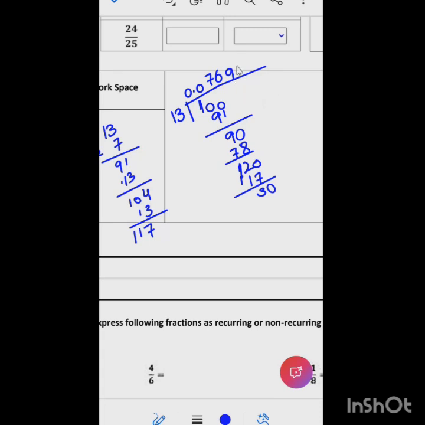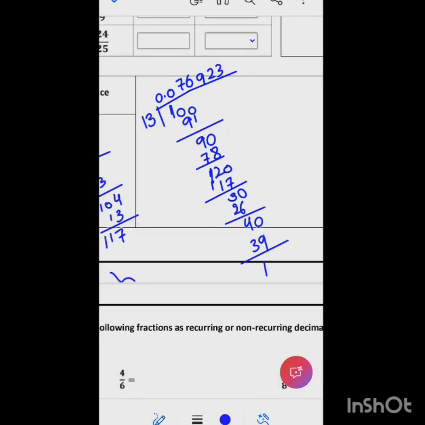13 twos are 26. Now 4 is the remainder, 40. 13 threes are 39. Now what is the remainder? 1 is back. Can you see? 1 is back in the remainder, where we started from. So now you can put this 10, but 10 is not enough, so you put another zero here as well. Then again the same pattern. 13 sevens are 91, and again the same pattern repeats.